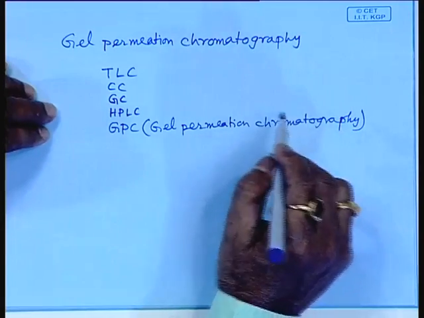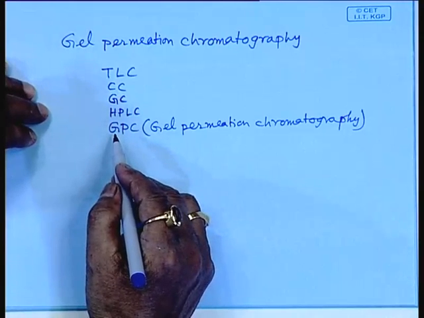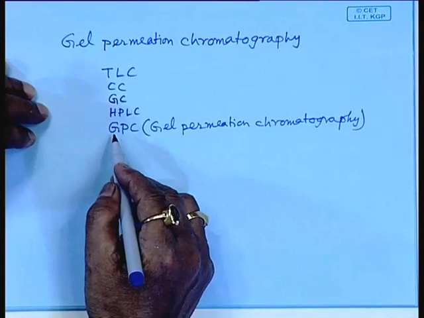Basically, in all these techniques, a stationary phase is used, which is highly active. That stationary phase, when it comes in contact with the mobile phase containing the components in a mixture to be separated, then some interaction occurs between the stationary phase and the components in the mobile phase, and those components which are to be separated get absorbed or interacted or held by the stationary phase. This way a separation can be effected.